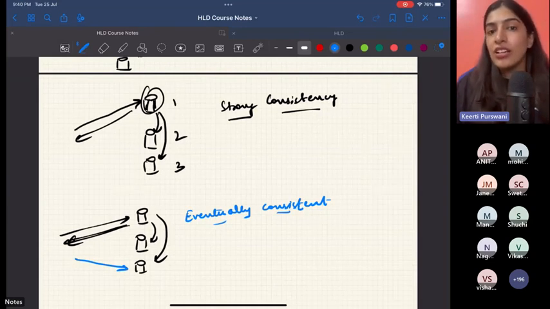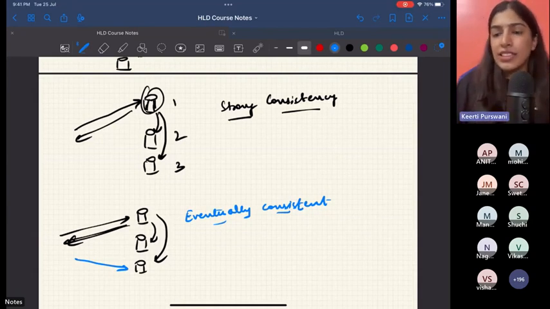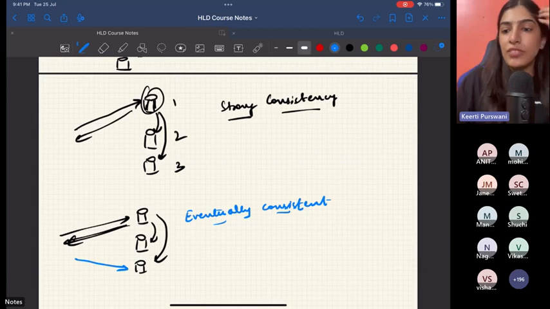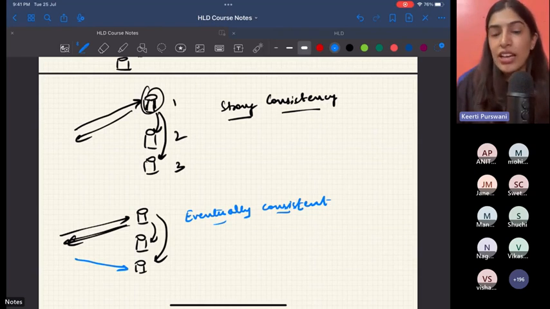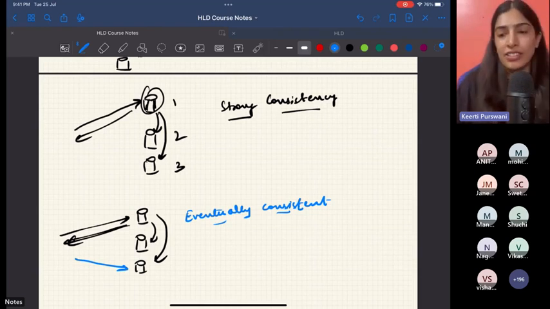Has everyone understood strong consistency and eventual consistency? How they synchronize, and all of this, we'll discuss in databases. But for now, can you understand what consistency means, what strong consistency means, what eventual consistency means? Let me tell you one interesting point.